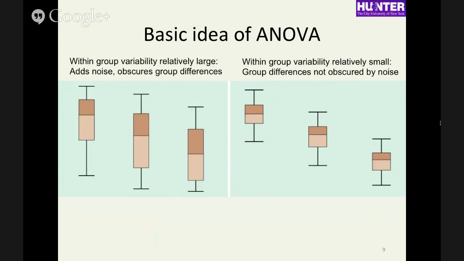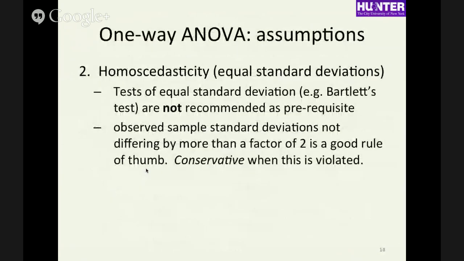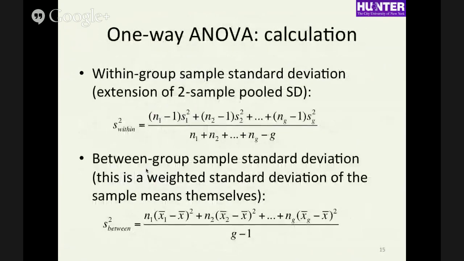But don't let the formulas confuse you. The idea is simple. There's variability within the groups and there's variability between the groups, and you calculate those two variances. These are the formulas for calculating those two variances, and the denominator is the number of degrees of freedom for each of those variances. For within, it was the total sample size minus the number of groups, and for the between variance, it's the number of groups minus 1.